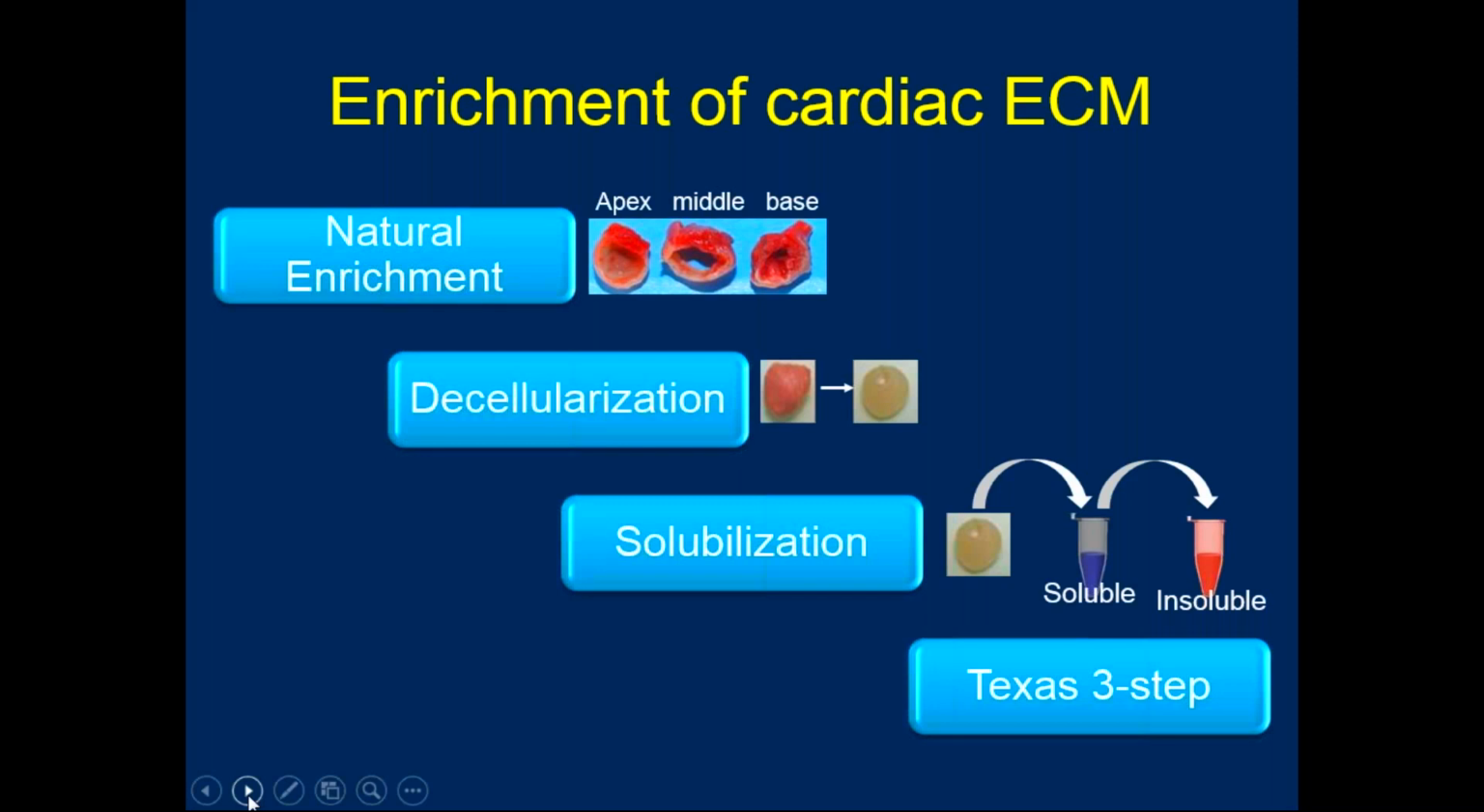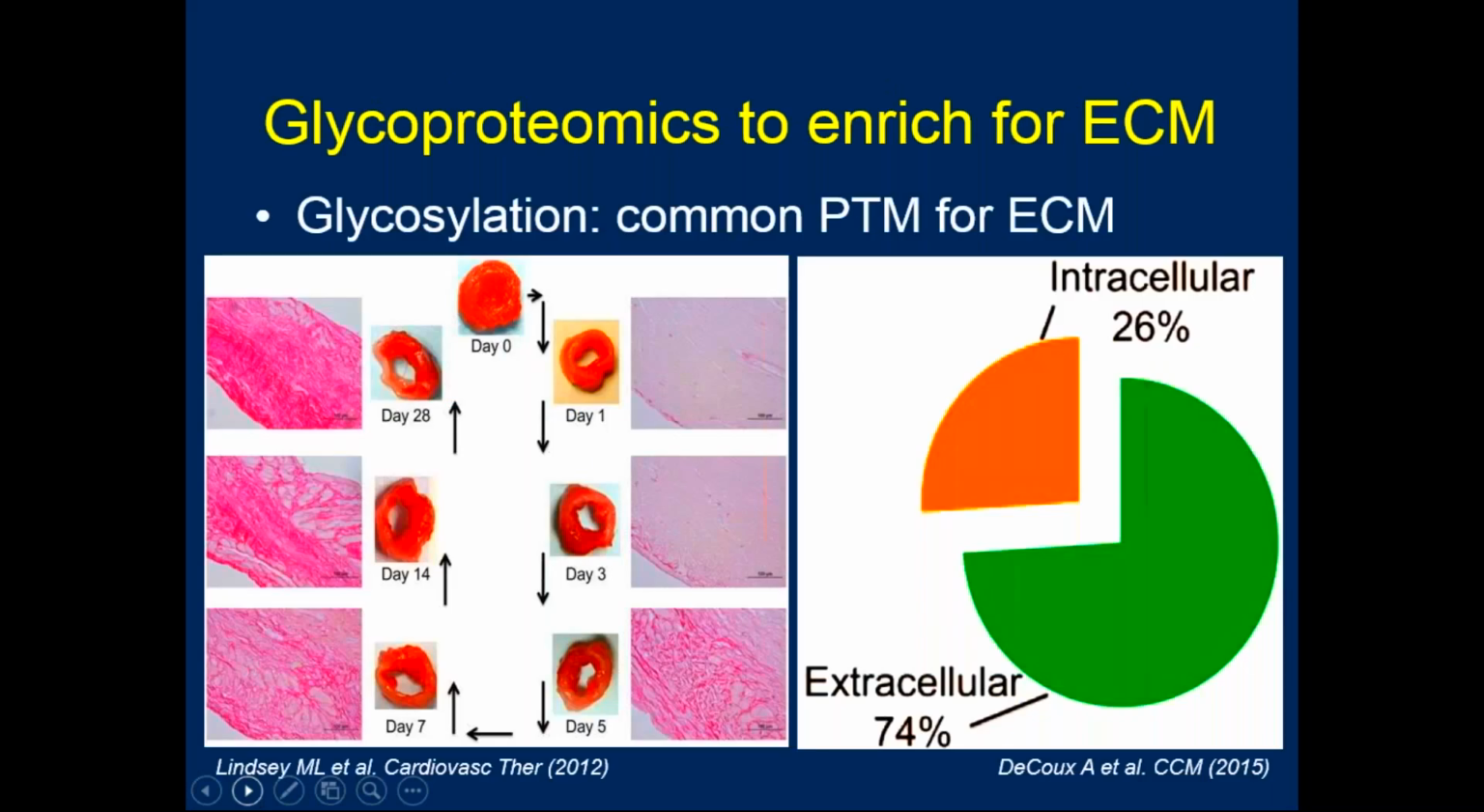So while the Texas 3-step did improve our ability to identify ECM proteins within a sample, because of the large number of steps, this made it less ideal for quantitative comparisons. So more recently, we have started using glycoproteomics. This started with a collaboration with the Johns Hopkins Center and the Weizong Lab. We used glycoproteomics because ECM and membrane proteins are frequently glycosylated. So this was a way for us to enrich for our ECM proteins.